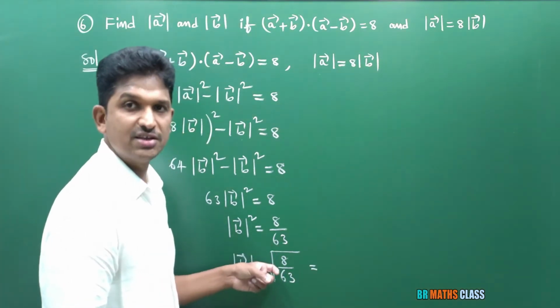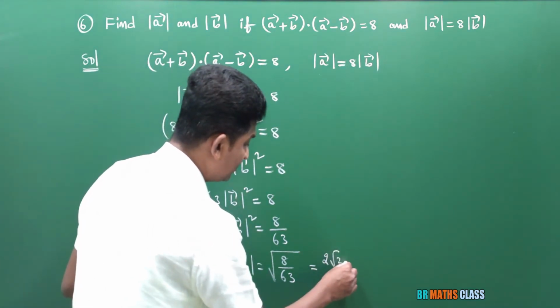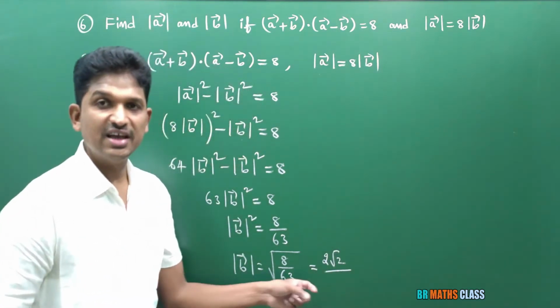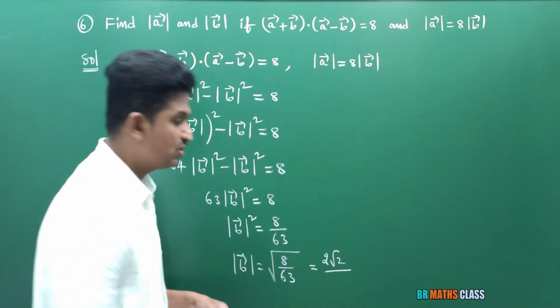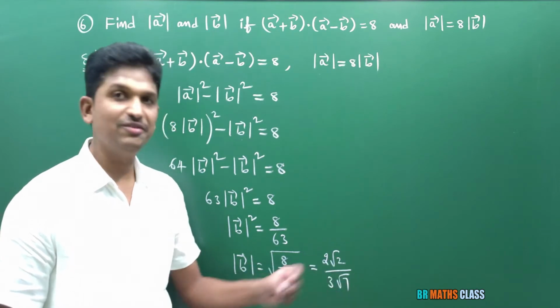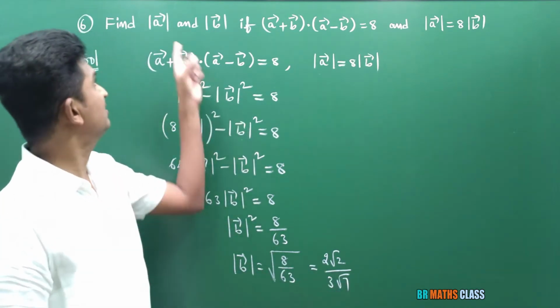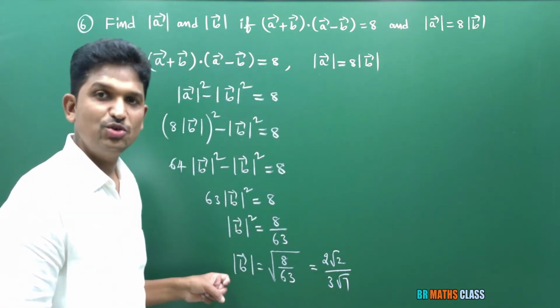Here, root 8 can be written as 2 root 2. Okay, divided by 63 is there. 9 sevens are 63. So here this can be written as 3 root 7. So you got magnitude of B bar as 2 root 2 divided by 3 root 7. What they are asking? Actually they are asking magnitude of A bar, magnitude of B bar. I got magnitude of B bar.